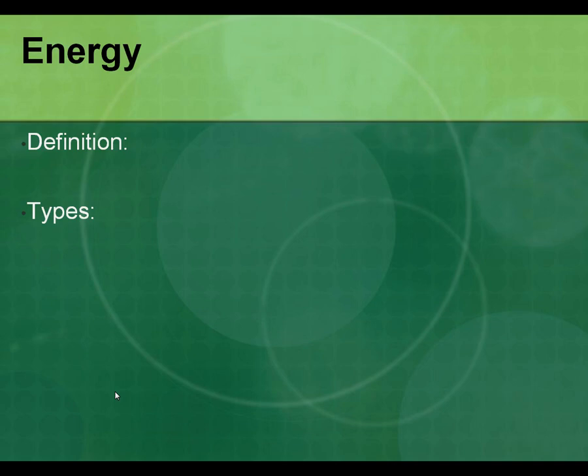First of all, energy is important to all living things. Everything that is considered alive uses energy and has to take into account its energy needs in order to survive. So if you remember back to middle school, the definition of energy is the ability to do work.